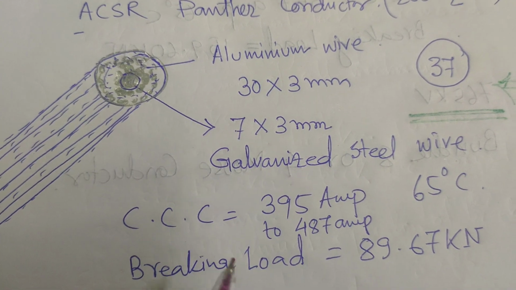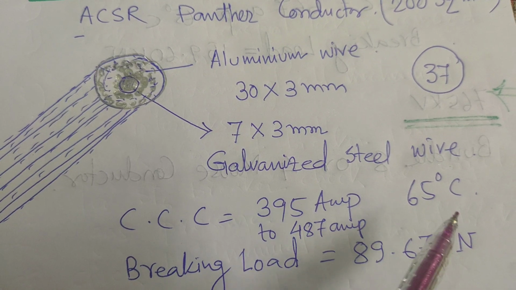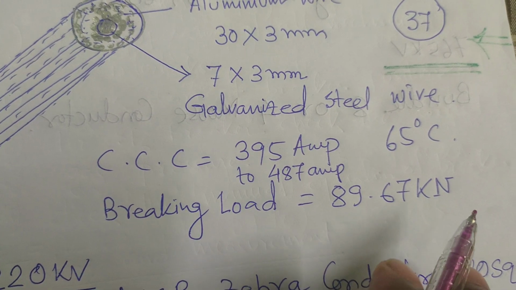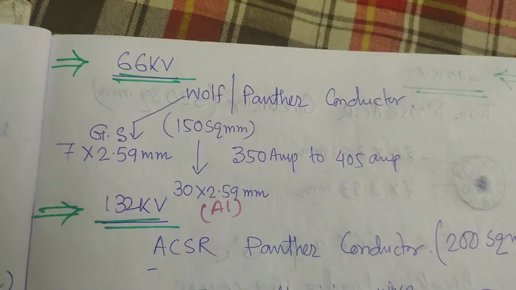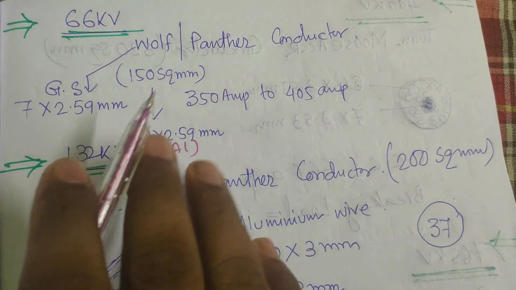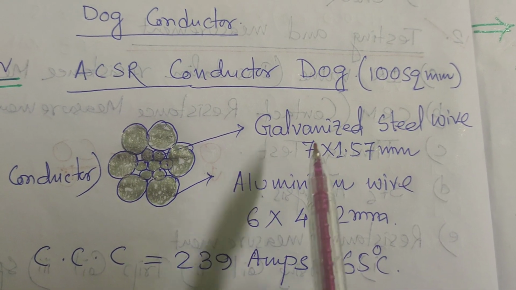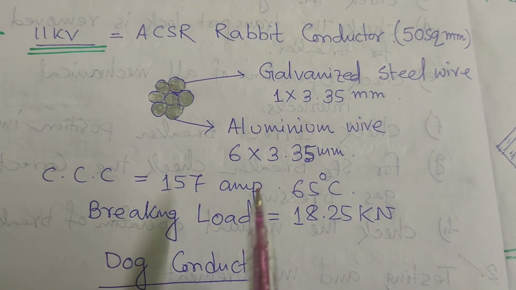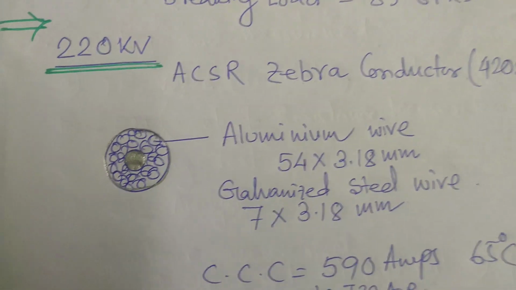So current carrying capacity is 395 ampere to 487 ampere depending on the temperature, and breaking load is 89.67 kilo Newton. So a total of 37 strands are there in the panther conductor, and the wolf conductor also has the same type of strands. The dog conductor has 13 strands in total, and the rabbit conductor has 7 strands. Now we are discussing the 220 kV ACSR zebra conductor.